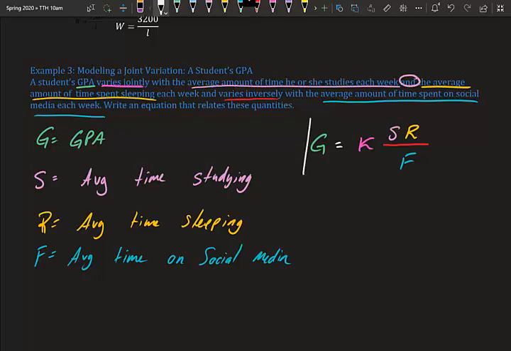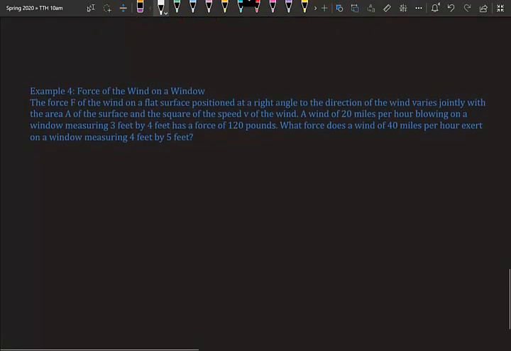So we could use this model to determine what your GPA would be if we figured out the average amount of time you sleep, average amount of time you study, and average amount of time you spend on social media. Cool. Cool, right? All right, last example.